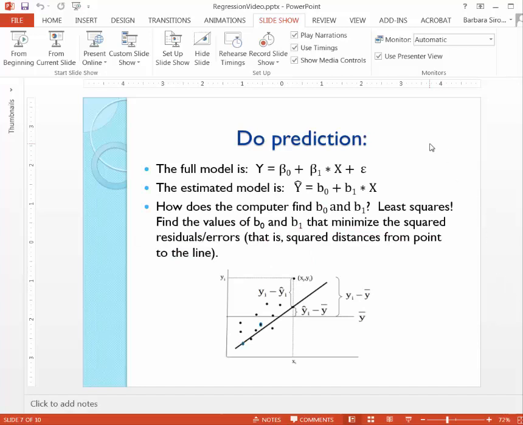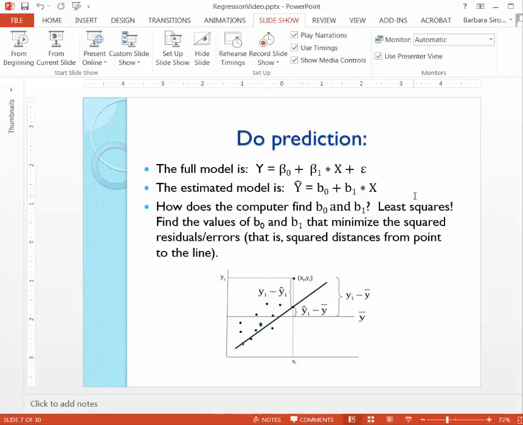Step 2, we'll actually do the prediction. The full model, where we use the Greek letters, says that y is the intercept plus slope times x plus an error term. And that means that the points on this graph don't exactly line up with the line. We're fitting a line as well as we can through points.